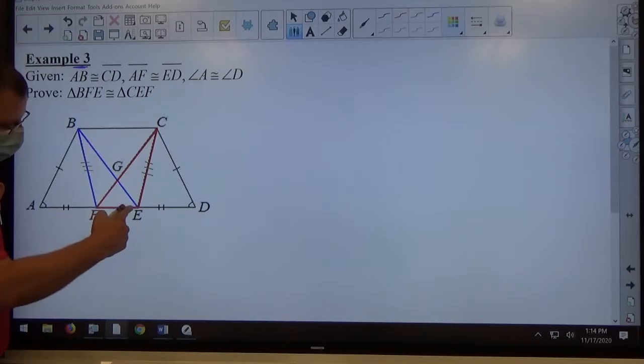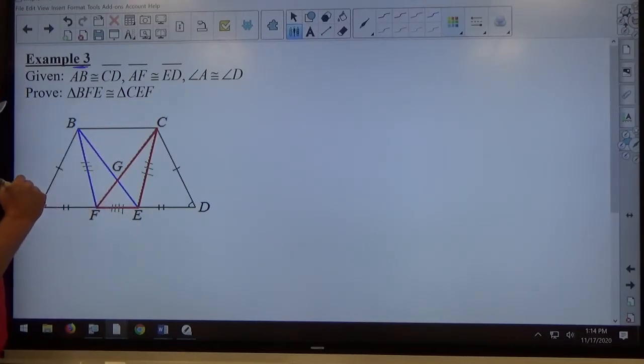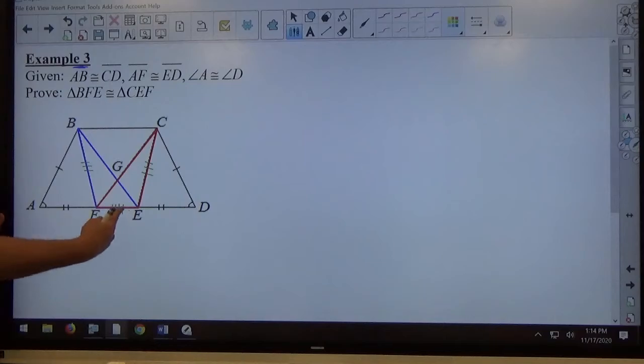I also know that FE is congruent to itself. Why? Why is FE congruent to itself? Reflexive property. We have overlapping triangles. That happens quite often where they have a shared side. FE is a part of both triangles, so that equals itself, congruent to itself. It's reflexive property. And just like that, I got two sides, so I've got side, angle, side out there as possibilities of what I can use.